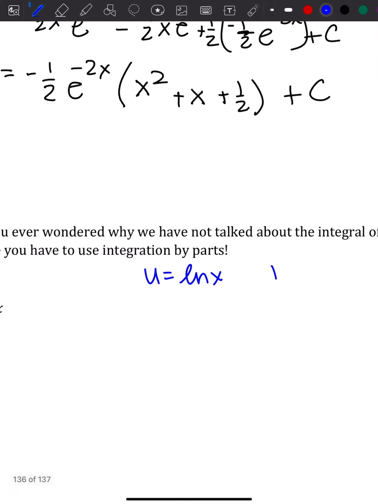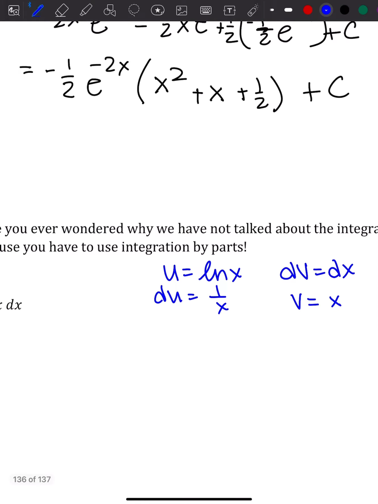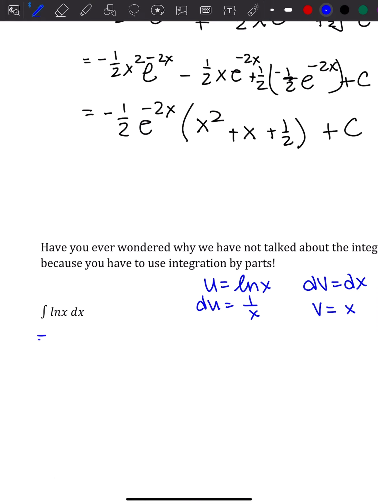Our dv this time is going to just be the dx. We take the derivative of u, we have 1 over x. We take the integral of dv to get v is equal to the integral of 1, which is going to be x to the first power. So, ultraviolet, u times v, so we have the natural log of x times x minus the integral of v times du, 1 over x dx.